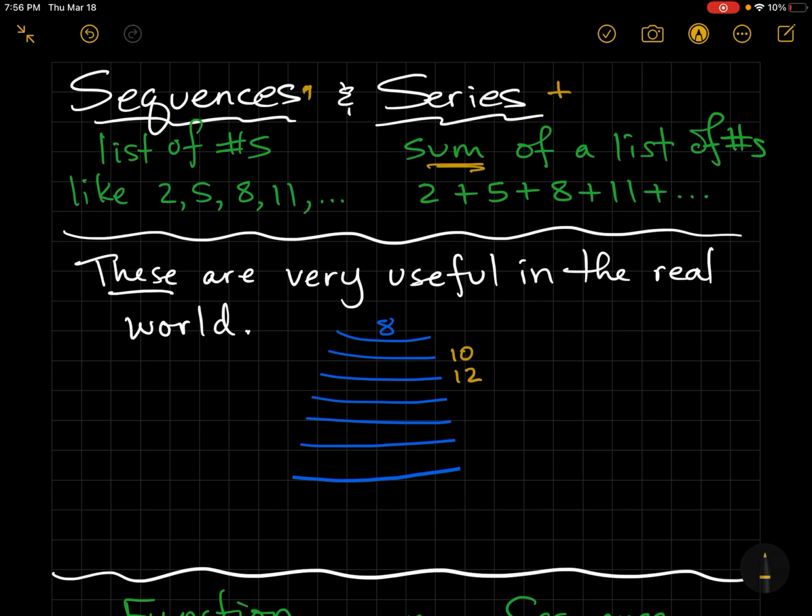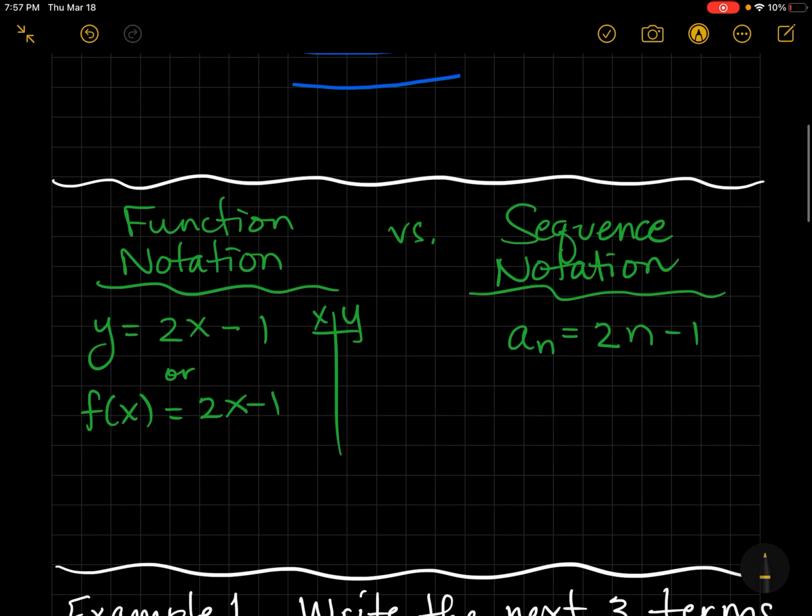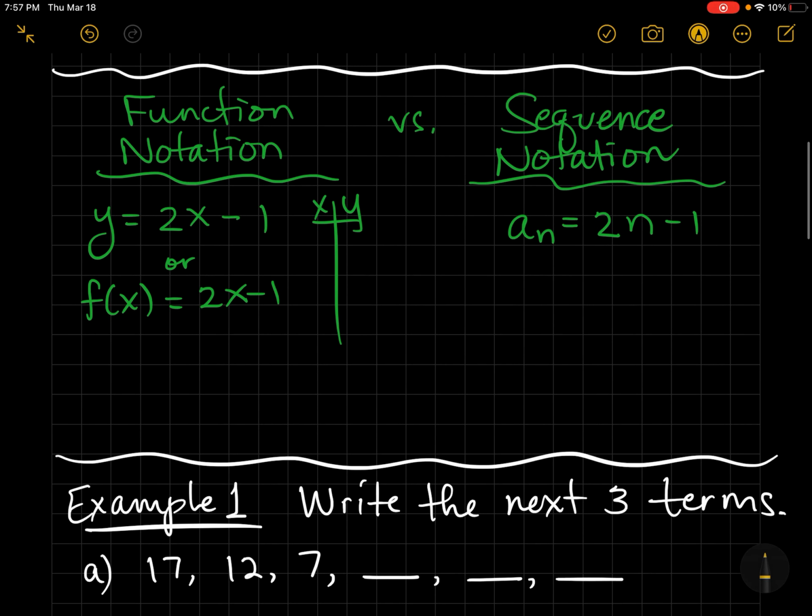Even let's say you had this right here. This could be defined as 0.7 plus 0.07 plus 0.007 to infinity. So we'll be looking at things like that as well in this chapter. And we can actually see exactly why this equals 7 over 9. In this chapter, you're going to learn some formulas, and it's just going to be a little bit different way of thinking.